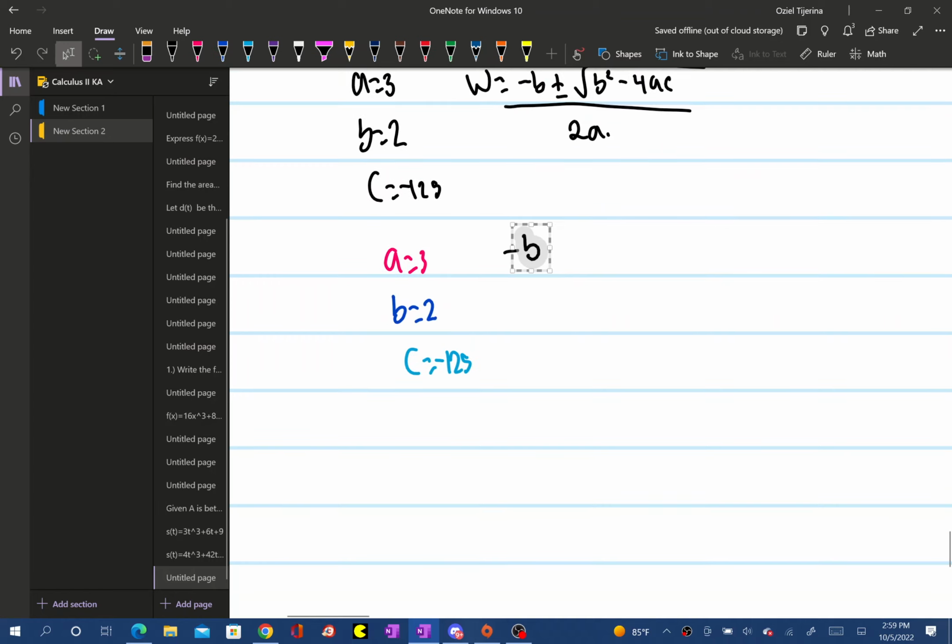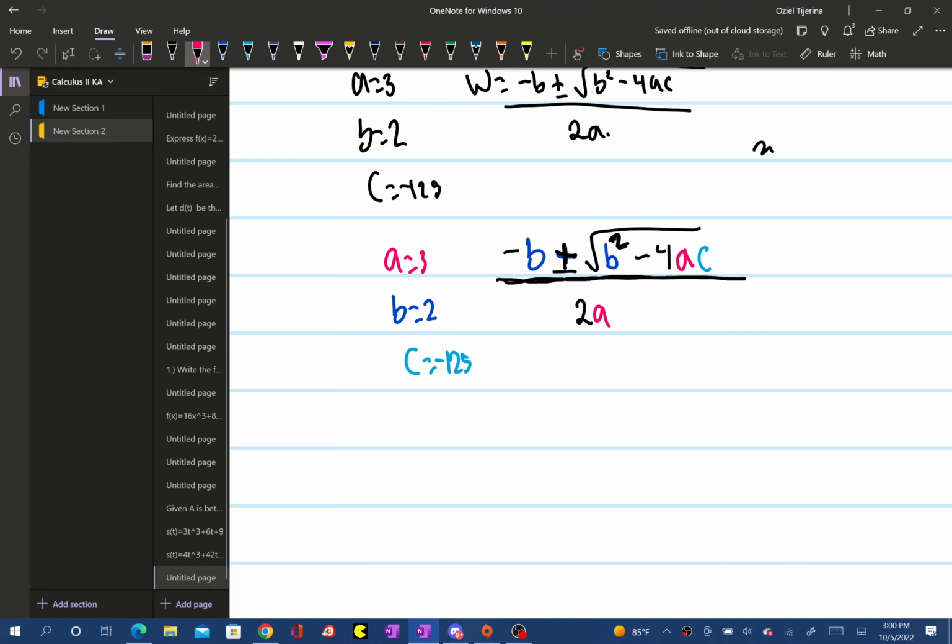I can write it the following way: this is negative B plus or minus the square root of B squared minus 4AC, all over 2A, like this, right?